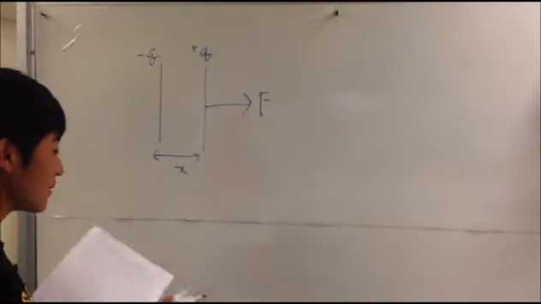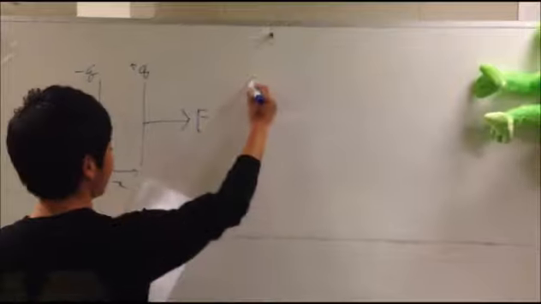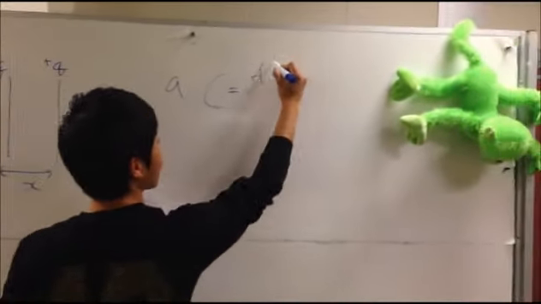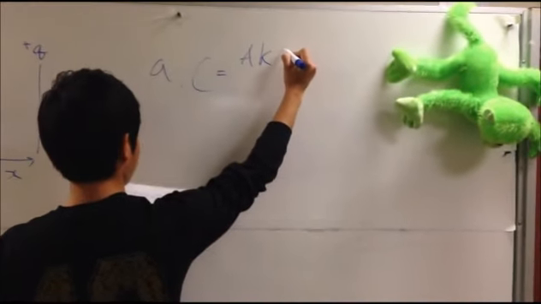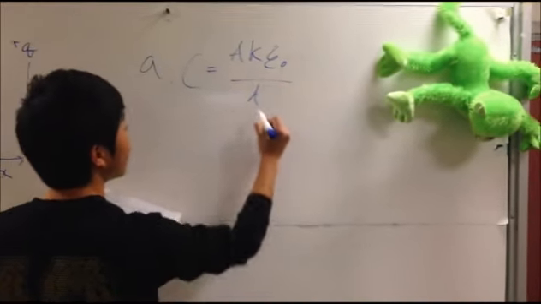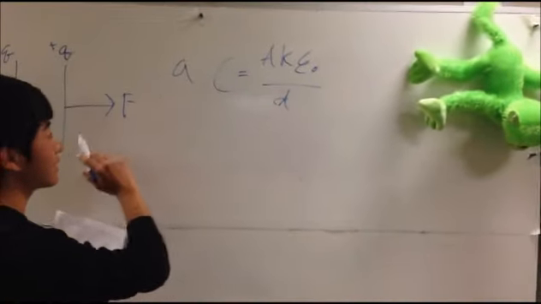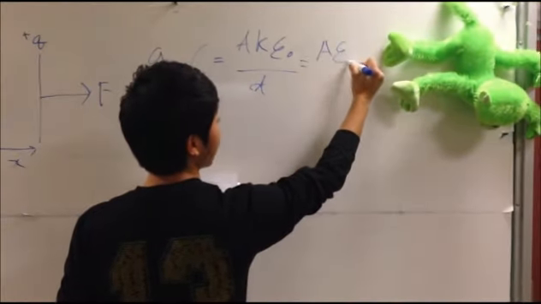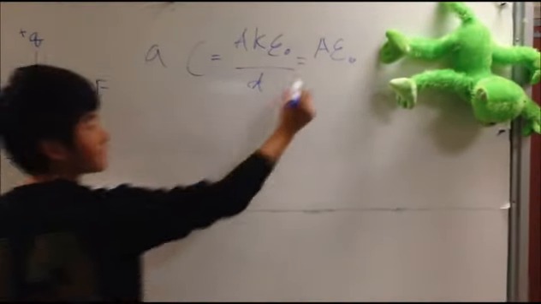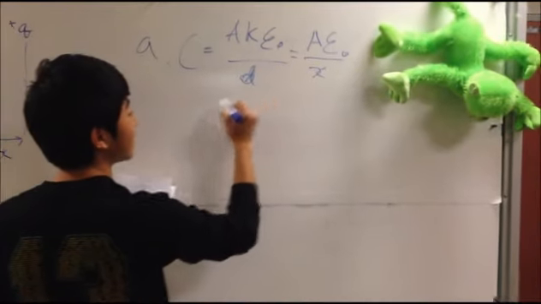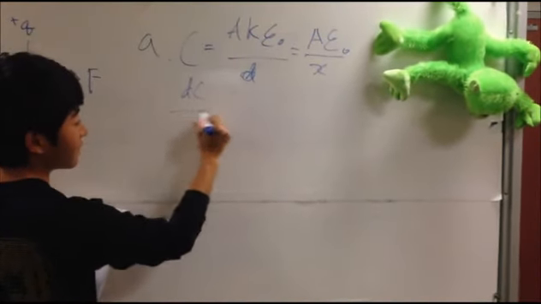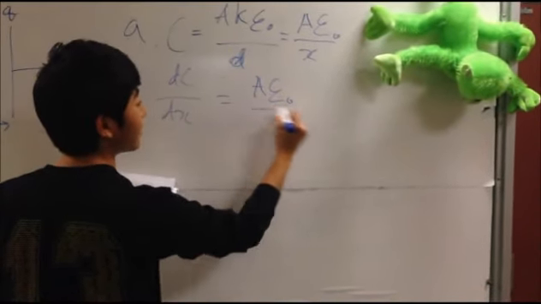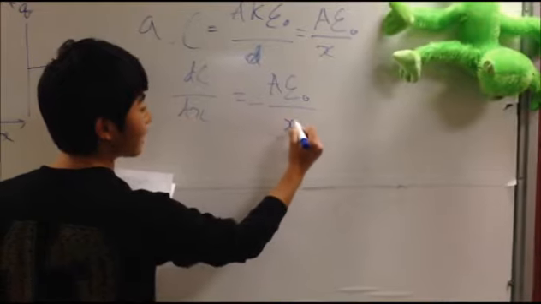So for A, since the capacitor equation is C equals K epsilon naught A over D, and we know the dielectric constant of this is just 1, it's going to be A epsilon naught over D, and D is X, so it's x. And we can get the derivative of this. We get negative A epsilon naught over x squared.